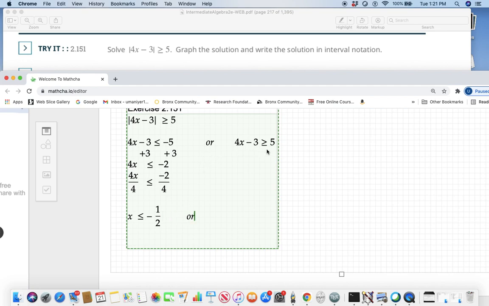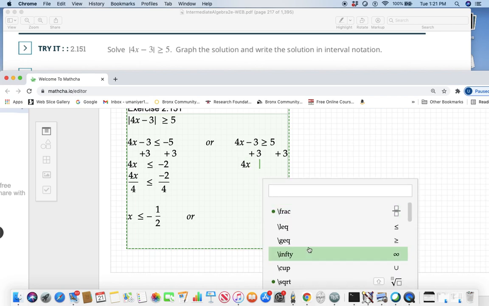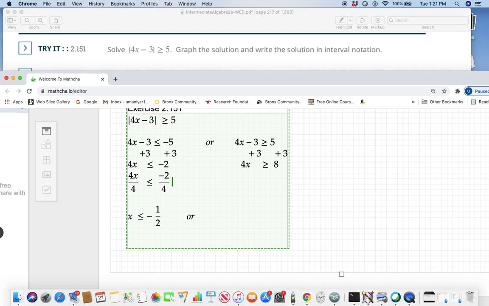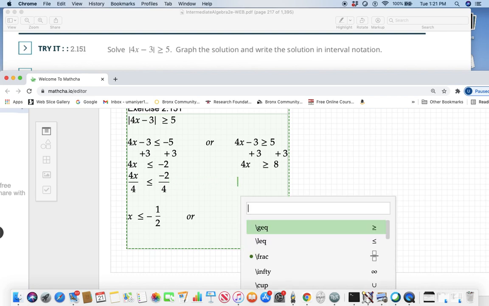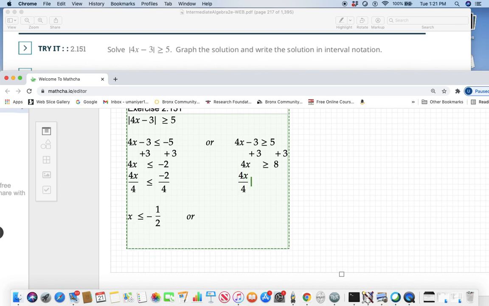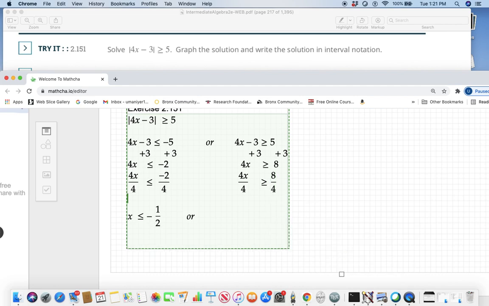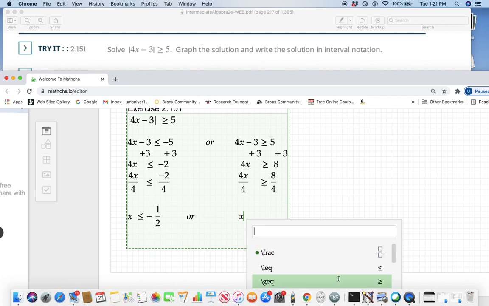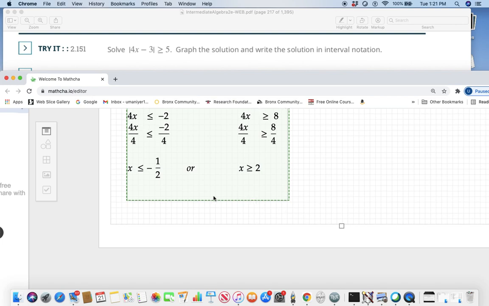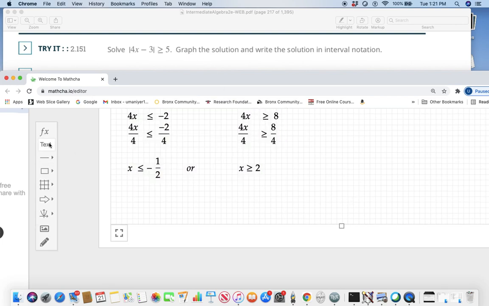Alright, or let's go here. We want to solve this. So this is again add 3 to both sides. That gets me 4x greater equals 5 plus 3 is 8. Now divide both sides by 4. This gets us x greater equals 2. Alright, so you have solved it. Now you want to graph it.